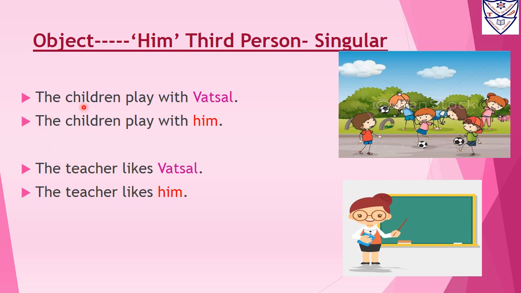The children play with Vatsal. Now here first of all Vatsal was ahead, he was used as a subject. Now Vatsal has come back, so Vatsal is an object. So how will we speak about Vatsal? The children play with him. Instead of Vatsal, we will say him. The teacher likes Vatsal. So again here instead of Vatsal, we will say the teacher likes him. Yes, so instead of Vatsal, we are using the word him. Let's see some more examples.